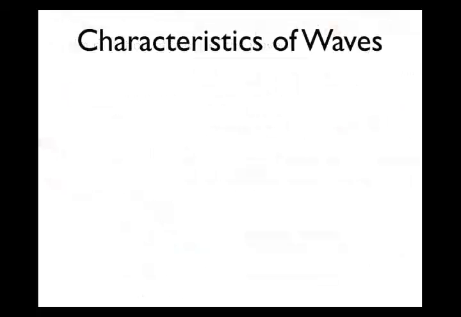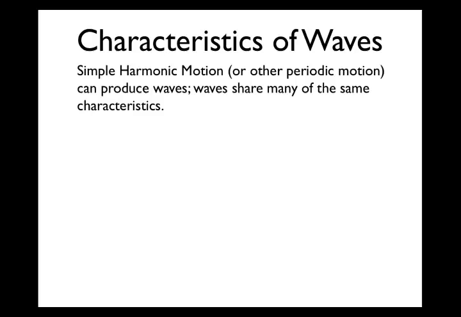So, all waves have some characteristics that we can use to describe them. First of all, you have to have some sort of periodic motion, and simple harmonic motion, which you may have studied in your Physics 1 class, is an example of a type of periodic motion. So if you have an object that is in simple harmonic motion or some other form of periodic motion, that can produce waves, and waves share many of the same characteristics with each other.